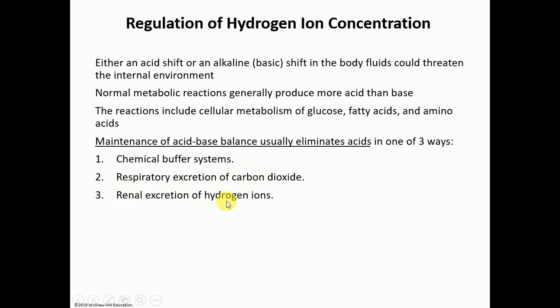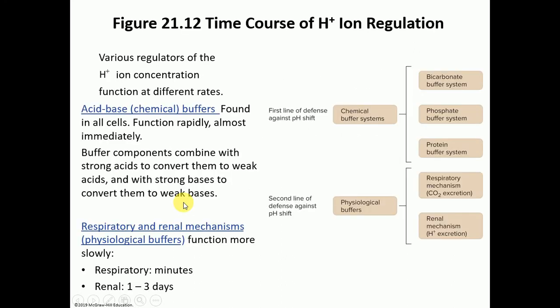Renal excretion of hydrogen ions. So when we talked about the renal system, we said that the nephrons in the distal tubules have the ability to secrete hydrogen ions when needed. So that renal excretion of hydrogen ions is also a way of eliminating acids. This takes a couple of days, though, to produce an effect. So these are kind of in the order of how fast they are. Chemical buffer system is the fastest, respiratory excretion takes about minutes, and then renal excretion takes days to produce an effect.